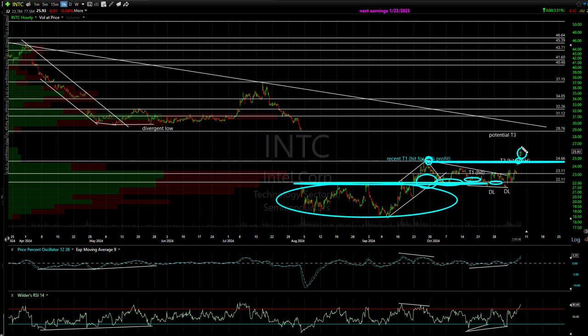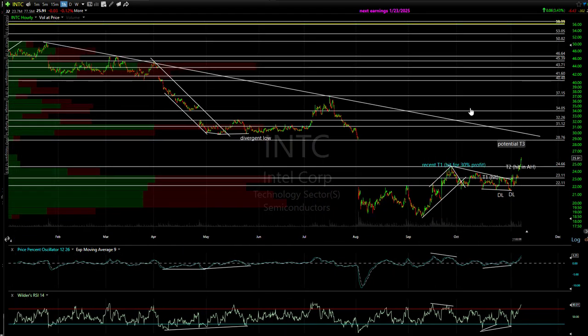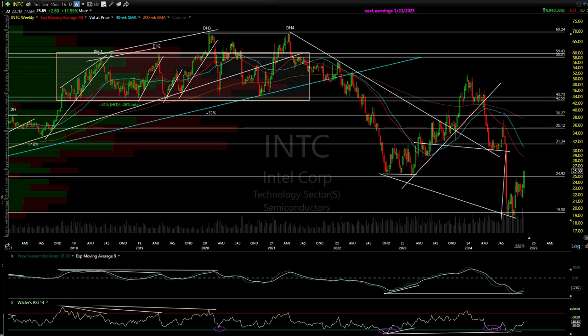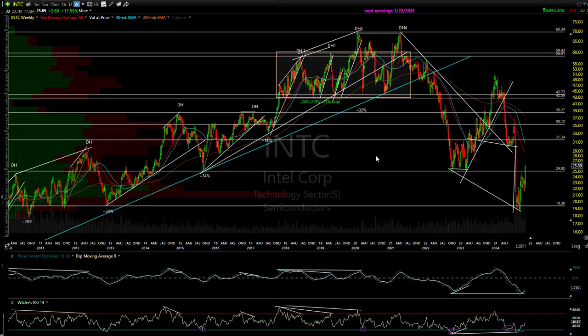So Intel, unless the market craps out, which is certainly a possibility, and even then, just remember that Intel has been for a long time marching to its own drumbeat. It has had almost an inverse correlation with both the stock market and the semiconductor stocks.